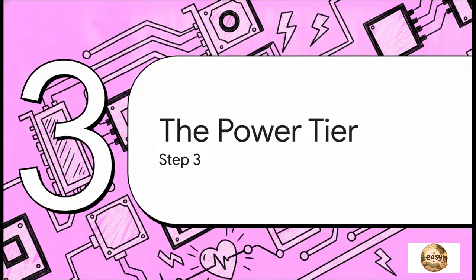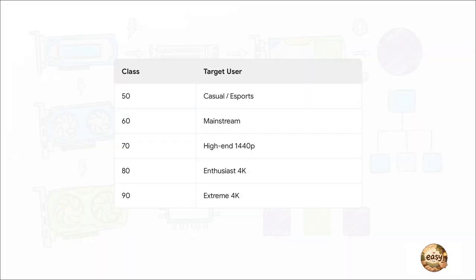Now we move into the beating heart of the graphics card. Step 3, the power tier. The last 2 digits of the number tell you the exact performance class of the card, completely regardless of its generation. Let's just walk through these tiers because it's like a giant puzzle that suddenly clicks.